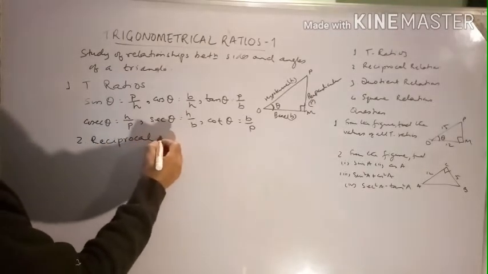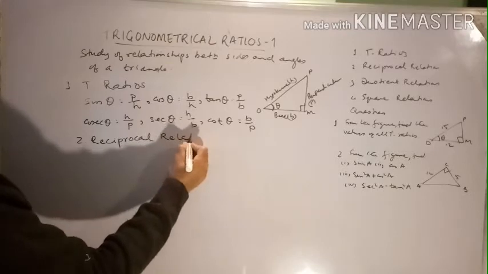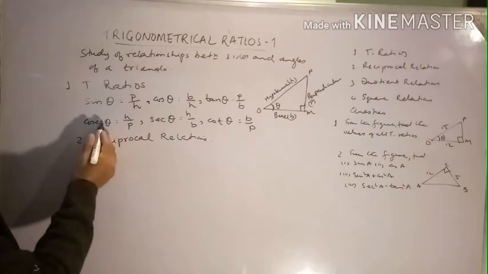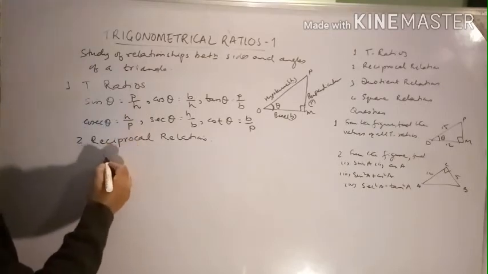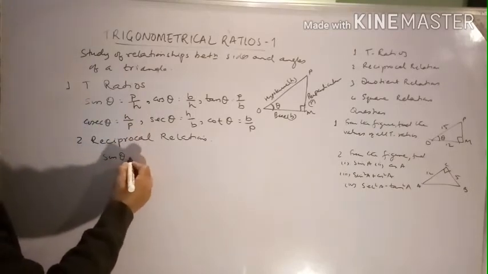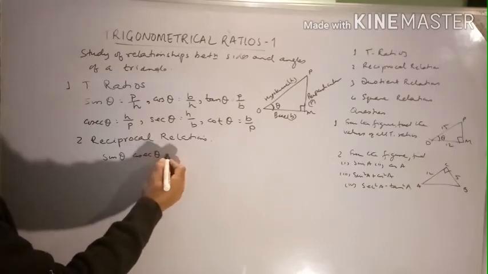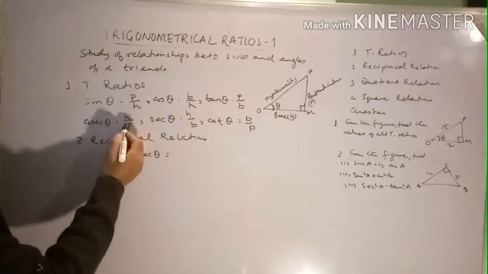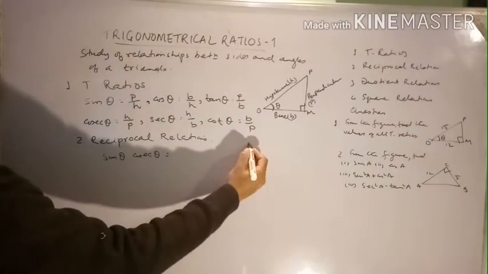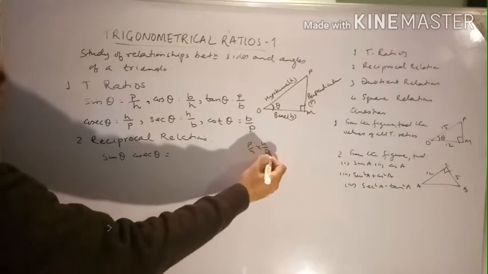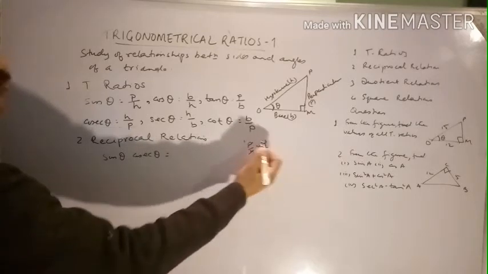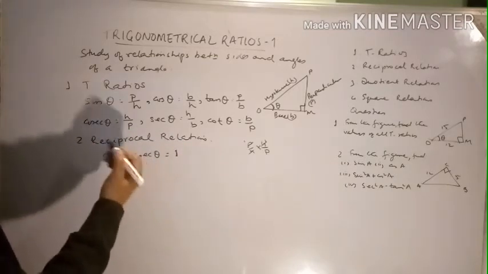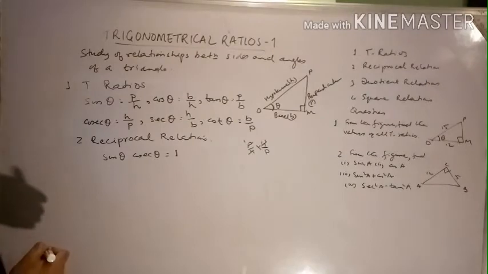Reciprocal relations. Now you know sine theta is p by h and cosec theta is h by p. So sine theta into cosec theta is equal to p by h times h by p. When you multiply them, you get cancelled, so the value will be 1. So sine theta is the reciprocal of cosec, cosec is the reciprocal of sine, so their product is 1.